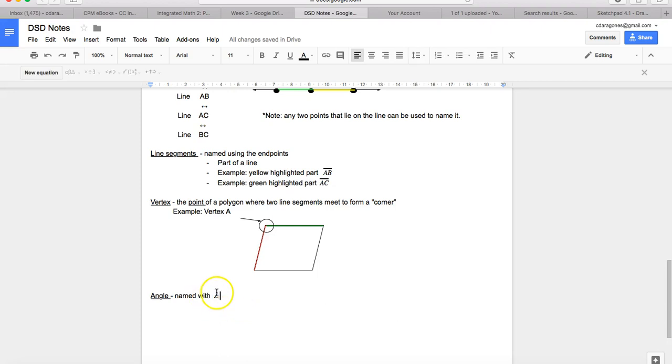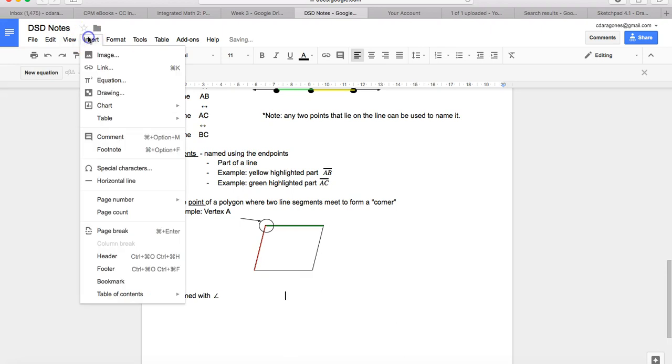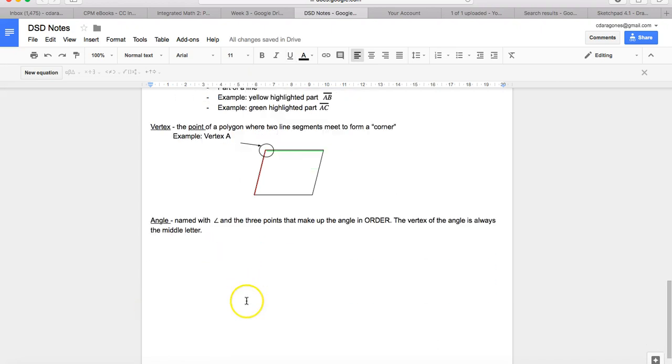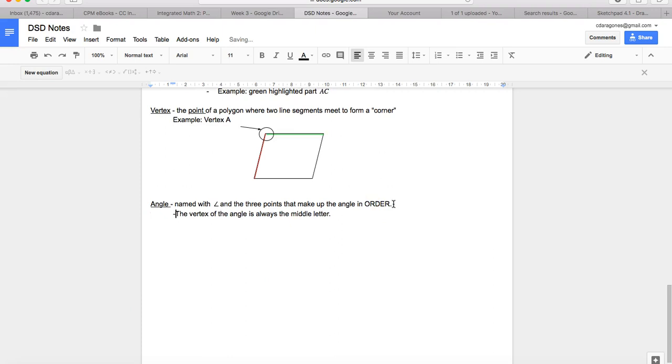So the angle symbol is this, it looks like an angle, right? And it's named with the 3 points that make up that angle. In order, the vertex of the angle is always the middle letter. Okay, so what does that mean? I'll go ahead and show you. Let me go ahead and write this here actually.